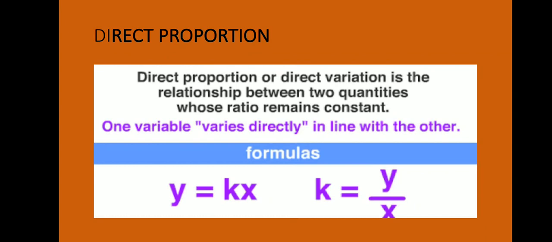Direct proportion. Direct variation is the relationship between two quantities whose ratio remains constant. One variable varies directly in line with the other. Formula: y is equal to kx, k equal to y by x.